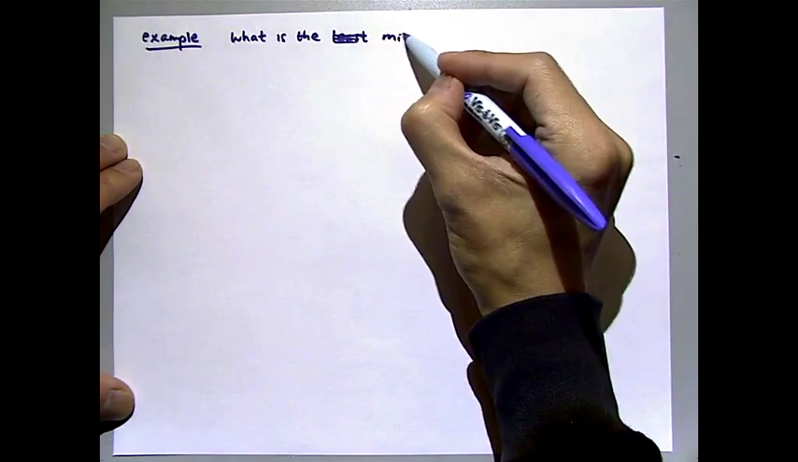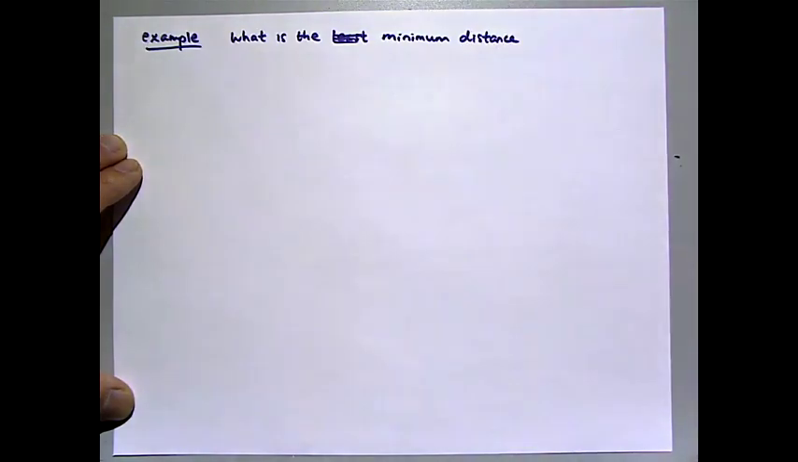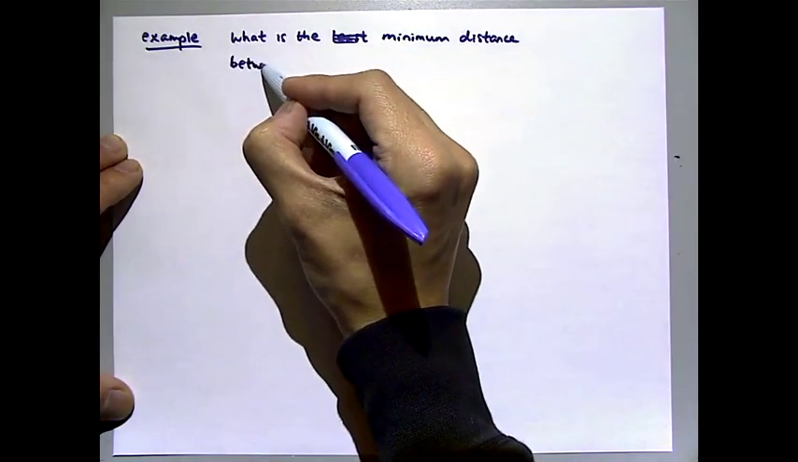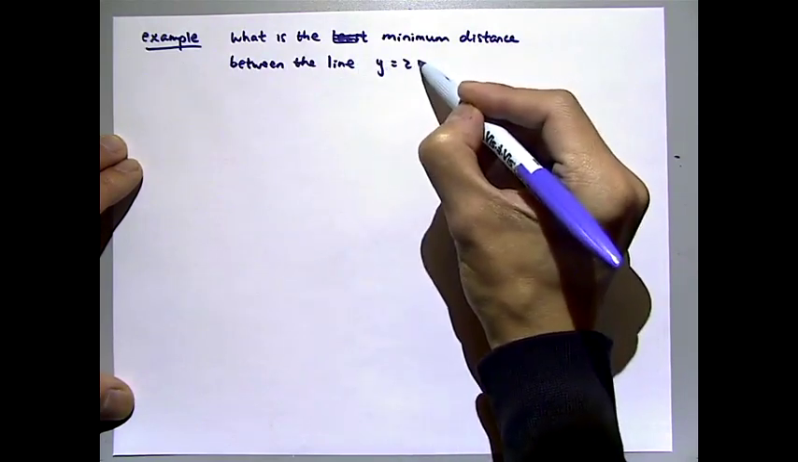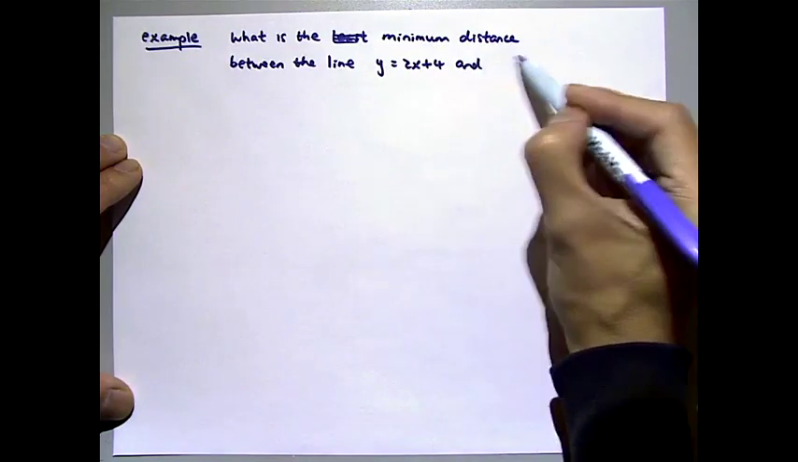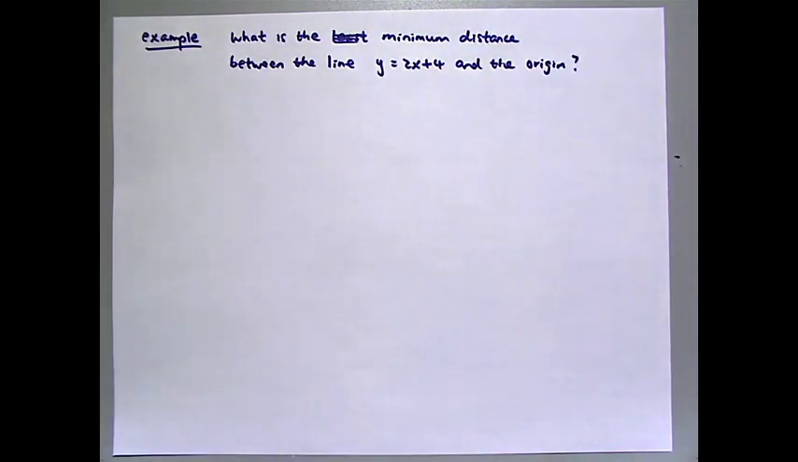What is the minimum distance between the line y is equal to 2x plus 4 and the origin? Okay, a much simpler problem, but actually, as we go through the example, you'll see the math that we have to do is a little bit more complicated.